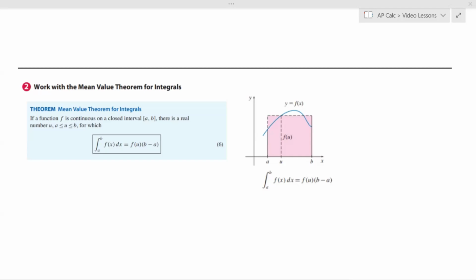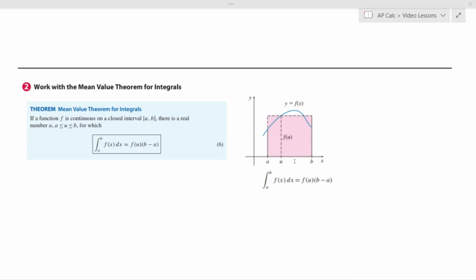and it says that if f is continuous on a closed interval a to b, then there is a real number u between a and b for which the definite integral equals f of u times b minus a. Now, what this suggests is that the area under the graph from a to b, under that blue graph there, is equal to the area of some rectangle of width b minus a.